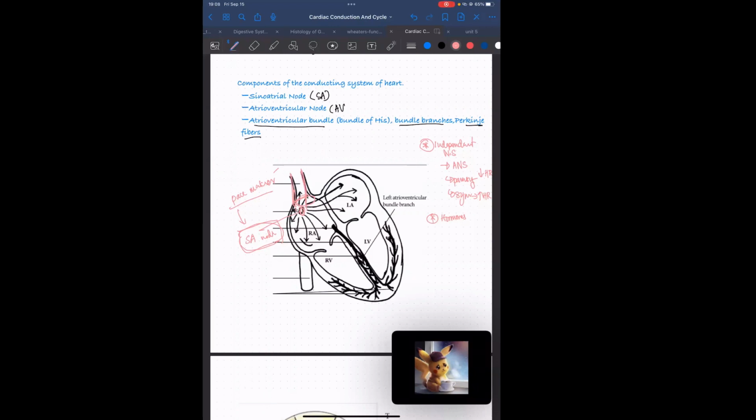And then the impulses from the SA node will travel through the entire atria, both the right and the left atria, and this contraction will reach the AV node. The AV node is here.